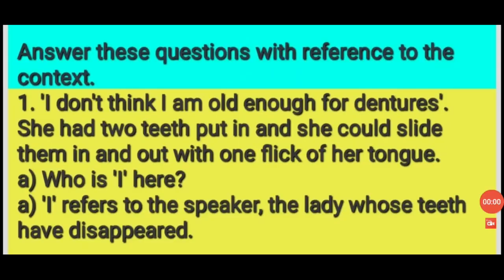Question B. Answer these questions with reference to the context. 1. I don't think I am old enough for dentures. She had two teeth put in and she could slide them in and out with one flick of her tongue. Question number 1. Who is I here? Answer. I refers to the speaker, the lady whose teeth have disappeared.